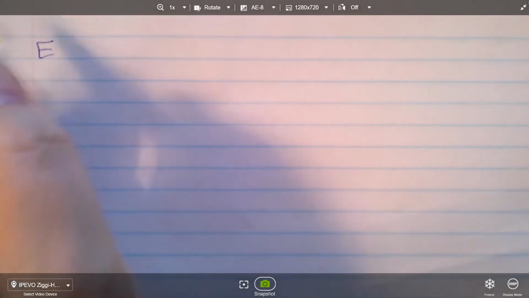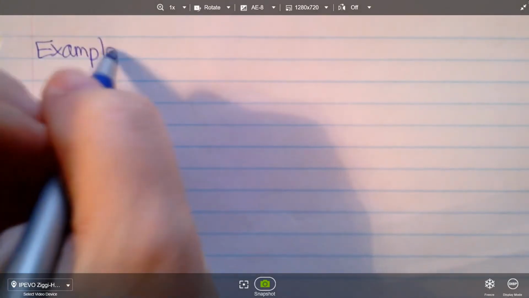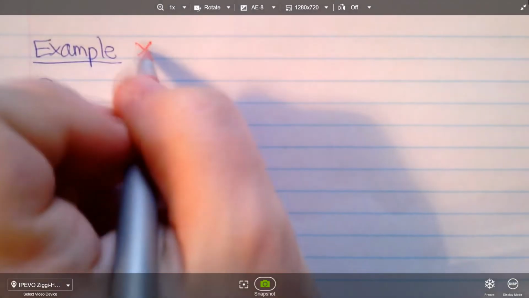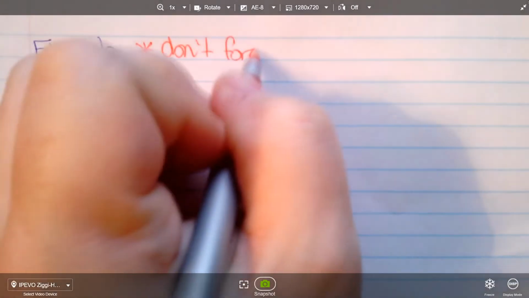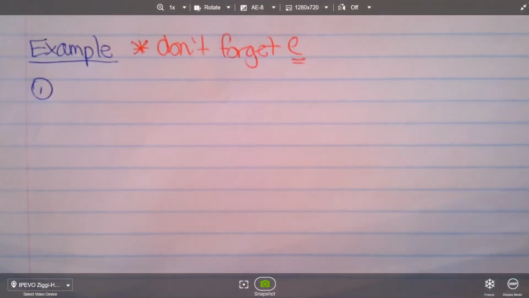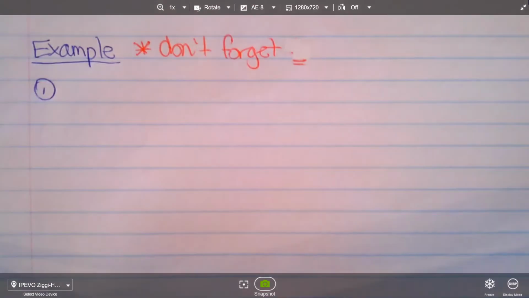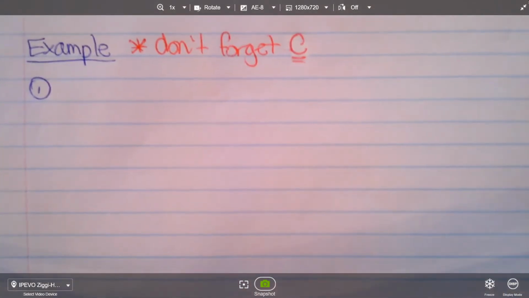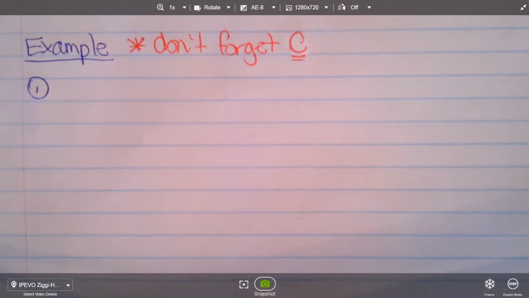All right. First example. Just before I start, I'll give you a little bit of a cautionary. Don't forget C. It actually kind of looks more like an E, doesn't it? Let's fix that up. Don't forget C. It's very easy for students to forget C. Do make sure it's included. It's a very important part of your answer.